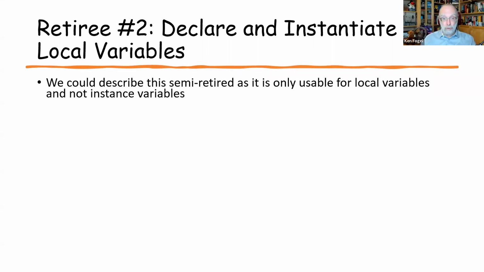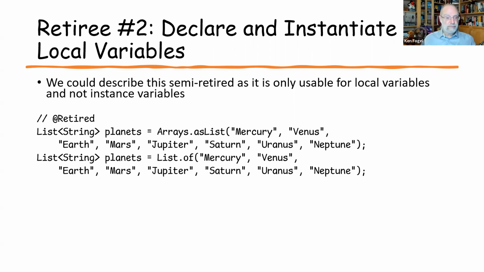Retiree number 2: how we declare and instantiate local variables. Now, as I say in the first point there, we can almost consider this semi-retired, because we can only use this technique for local variables and methods and not for the instance fields of a class. So let's look at the retired version.